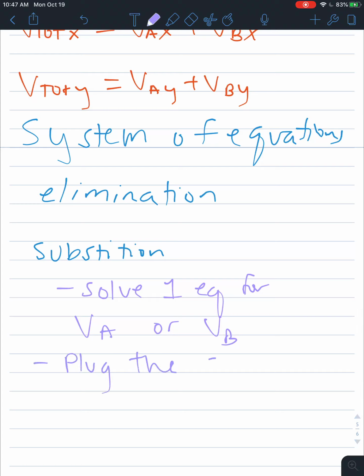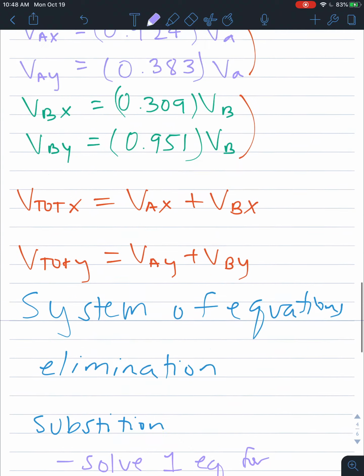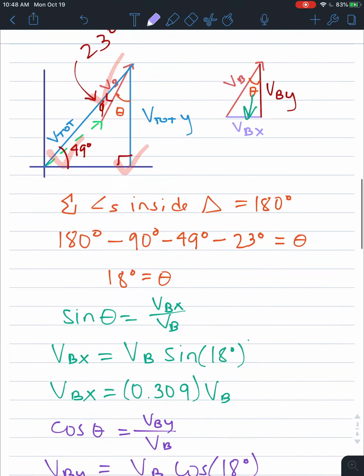Then, plug that solution into the second equation, the one you didn't solve for. So solving the first equation, you'll get VA equals some stuff, and then in your second equation, you're going to plug in that stuff for VA. That's how you're going to finish off that problem.